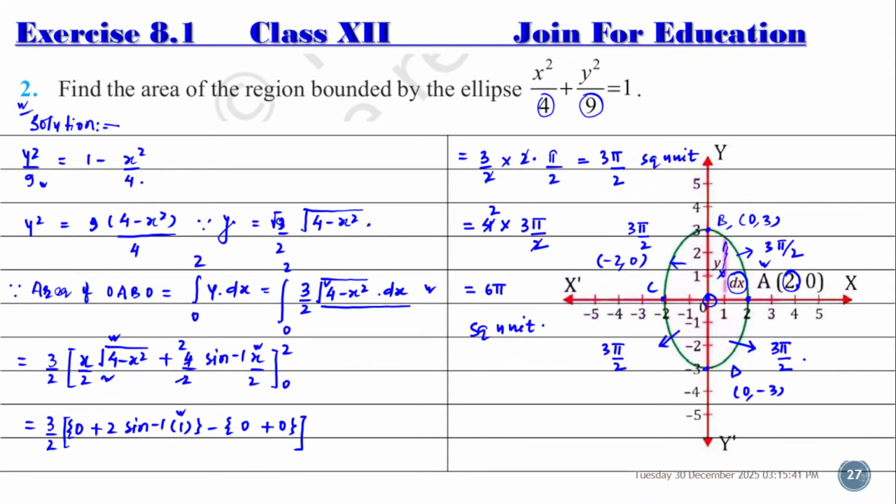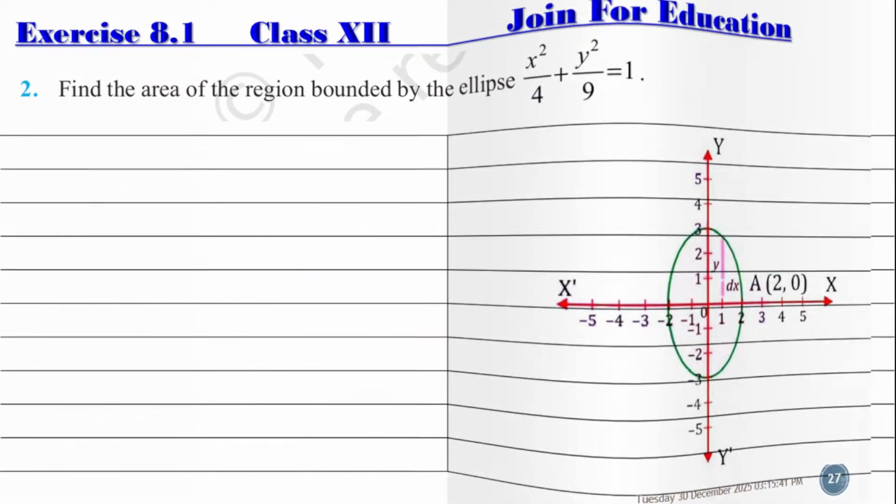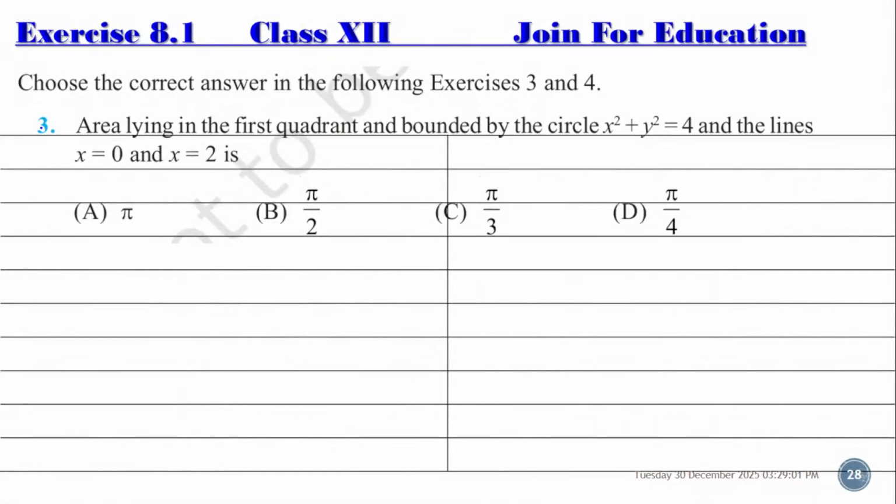Let's see the next question. This is question number 3. This is an objective question. Area lying in the first quadrant and bounded by the circle x square plus y square equal to 4. This is the equation of the circle, and the lines x equal to 0 and x equal to 2. Let's see the relevant figure which helps us understand the question.